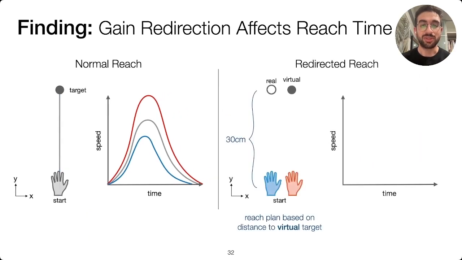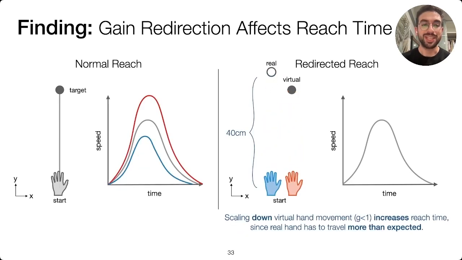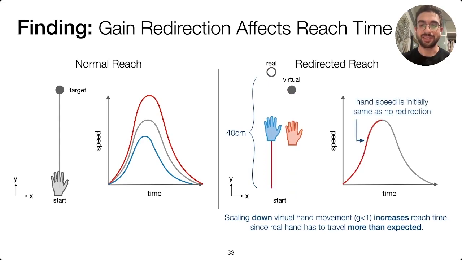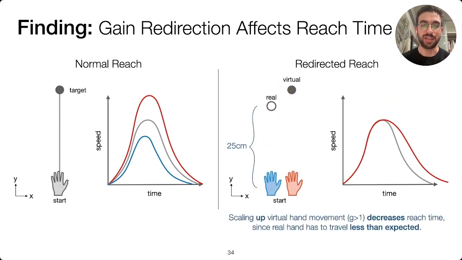Now let's consider reaches to those same targets, except under gain redirection. So the virtual target always appears the same distance away. Without redirection, we of course expect to see the same reach profile. Now if instead we scale down virtual hand movement during the reach, initially, the user will move in the same way since they have no reason to think that anything's different. But as the reach continues, they have to subconsciously correct for the fact that they need to reach farther than expected, creating this longer tail on the speed profile. On the other hand, scaling up virtual hand movement results in faster reach time, since basically the virtual hand is approaching the target faster than they expected, so they need to slow down more abruptly, creating this shorter tail.